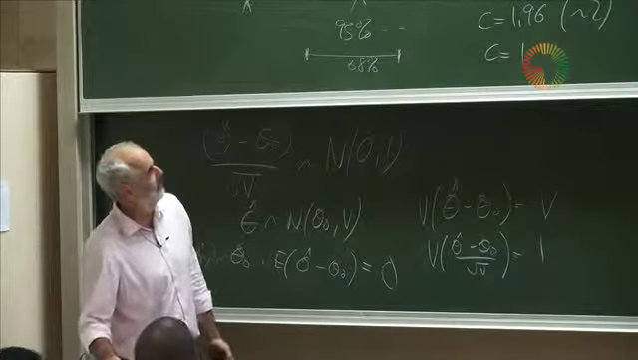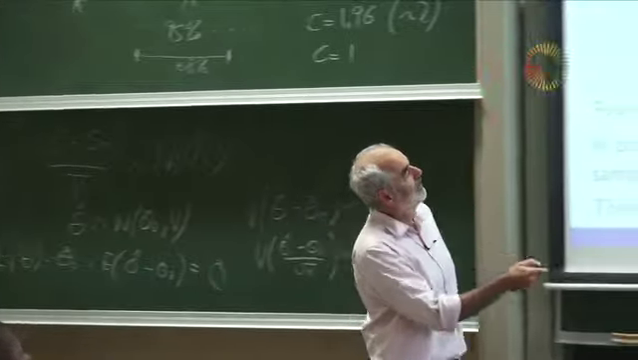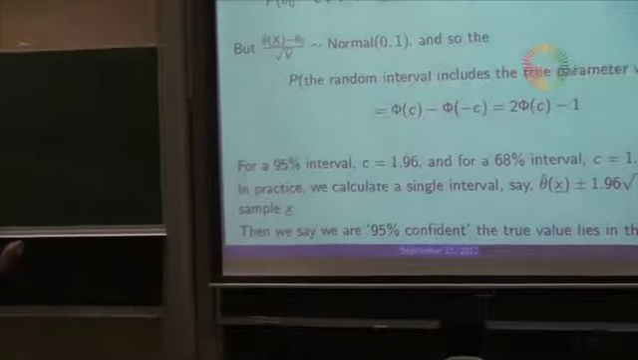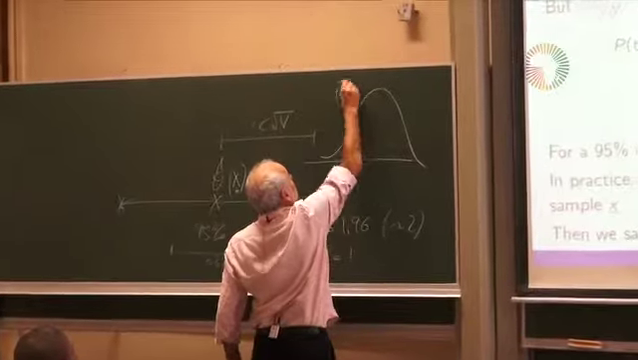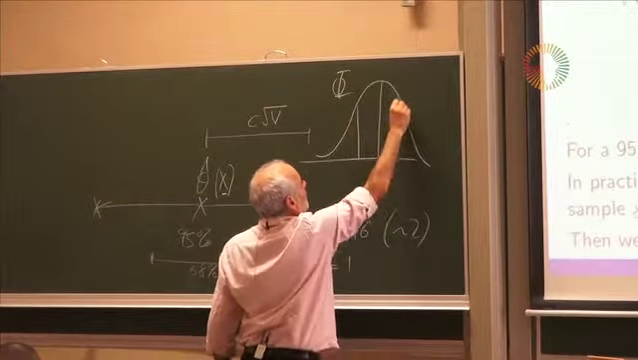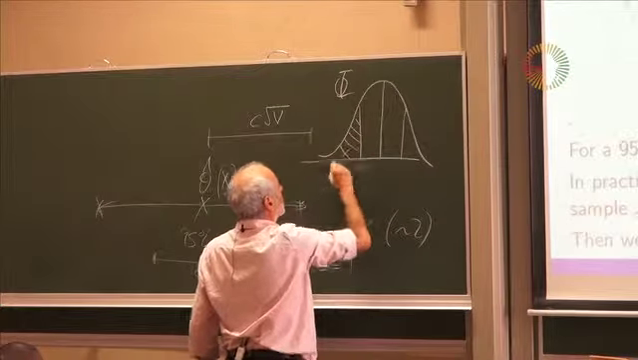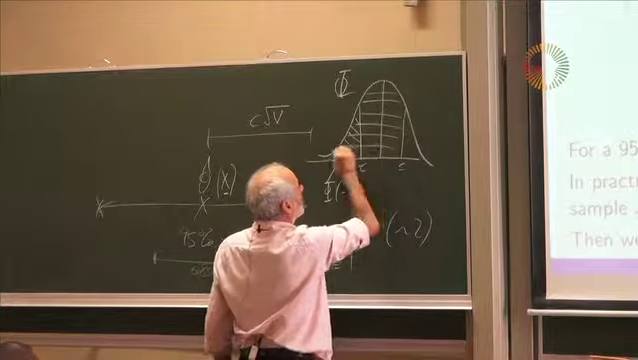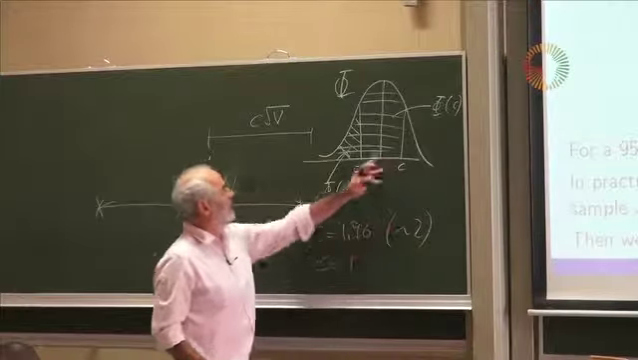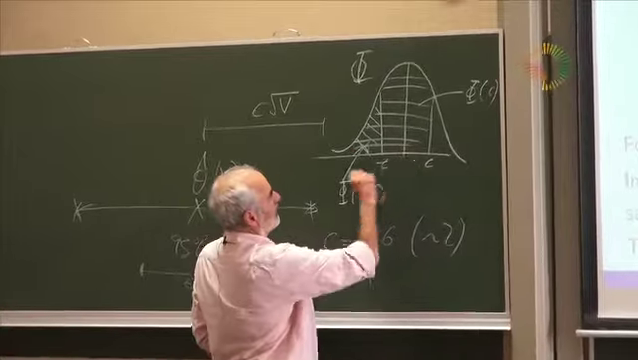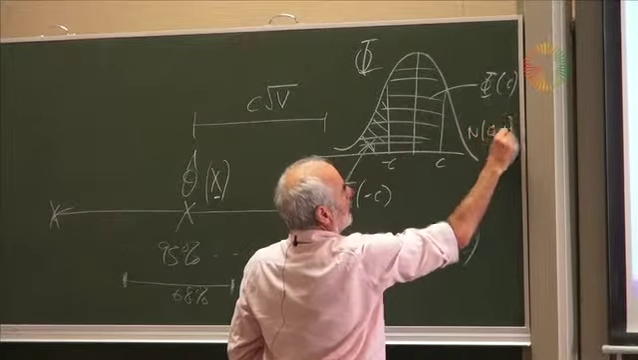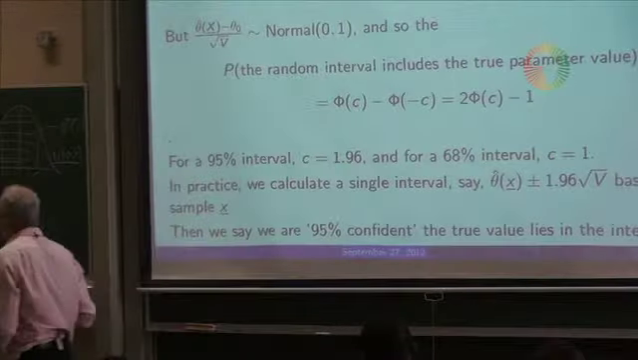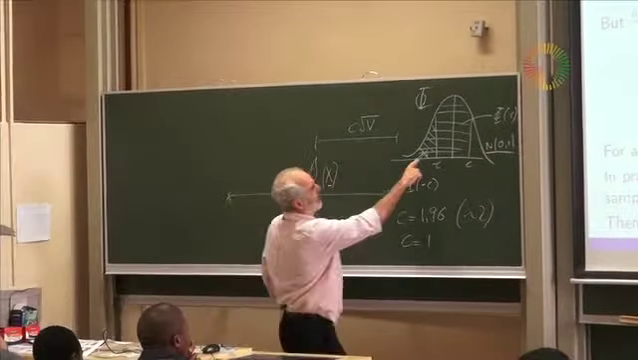Okay, so that means that this is standard normal. So the probability this random interval includes the true parameter value, remember this phi, this is the phi function, is this area. So if I've got minus c, this is phi of minus c, and if this is c, then that is phi of c, the tail area to the left of c for a standard normal N(0,1) variable. So phi c minus phi of minus c, well actually we have this identity which I don't know if I've made clear. This is all symmetric.